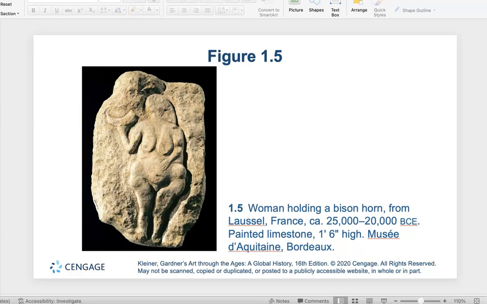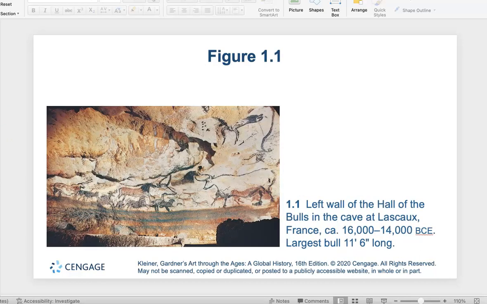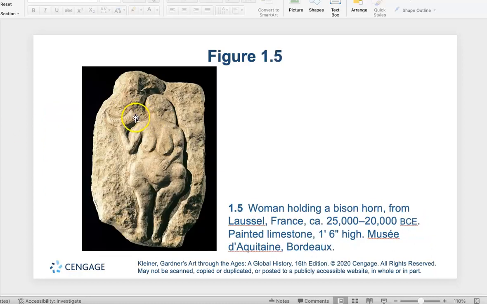Don't forget, these people are obsessed with bison. There are so many of them drawn in these caves. And she's holding not the animal itself, but just one part of the bison, the horn. So that's a representation of the animal. And the question is why?